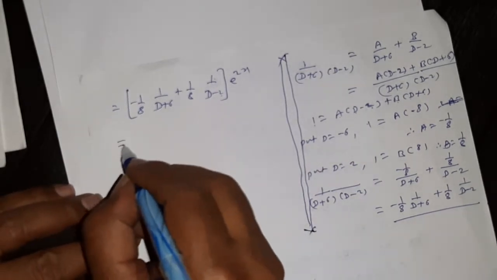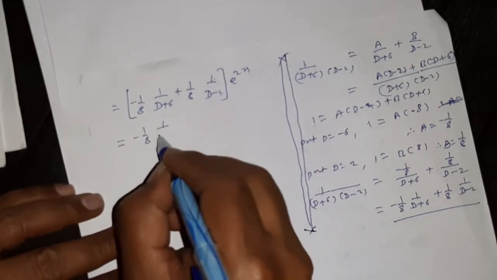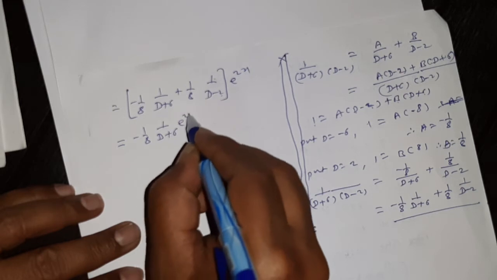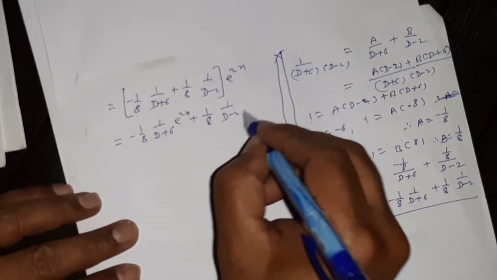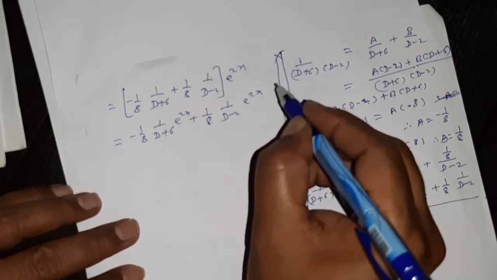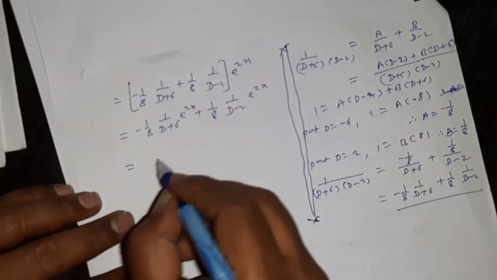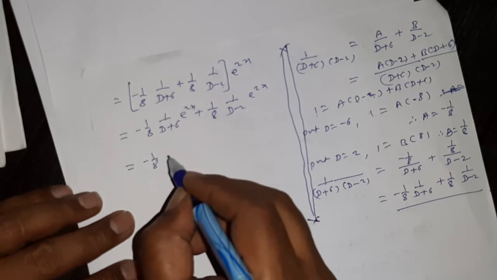The next step is equal to minus 1 by 8 1 by D plus 6 e raised to 2x plus 1 by 8 1 by D minus 2 e raised to 2x is equal to 1 by 8. Then apply the rule.